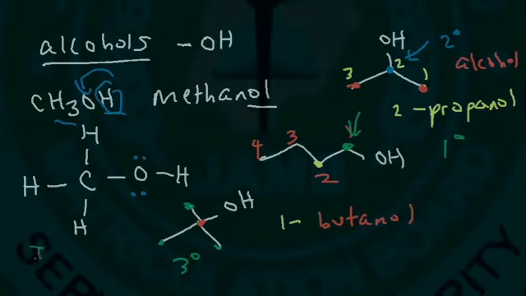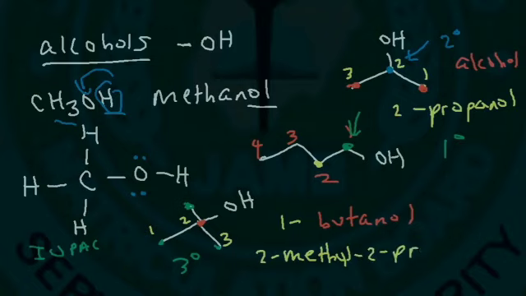If you want to know the IUPAC name, which is the standard name, you need to first identify the parent chain, which is 3 carbons, but we have a methyl on carbon 2. So to name it, it's 2-methyl-2-propanol. That's the IUPAC name, the standard name, but the common name is tert-butanol.